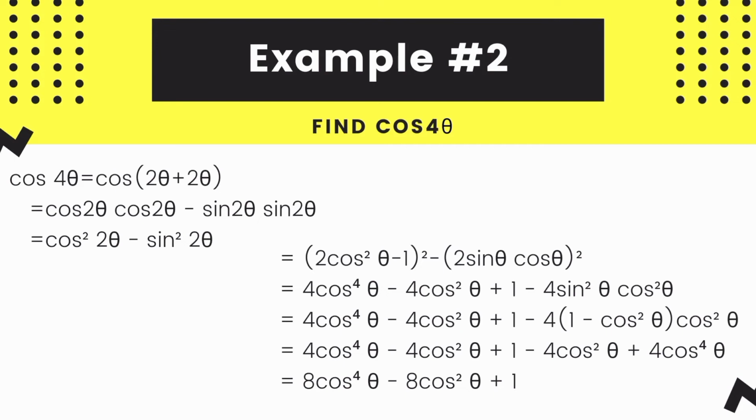It's equal to 4 cosine to the power of 4 theta minus 4 cosine squared theta plus 1 minus 4 sine squared theta cosine squared theta. That's equal to 4 cosine to the power of 4 theta minus 4 cosine squared theta plus 1 minus 4 times 1 minus cosine squared theta times cosine squared theta. That's equal to 4 cosine to the power of 4 theta minus 4 cosine squared theta plus 1 minus 4 cosine squared theta plus 4 cosine to the power of 4 theta. And that's equal to 8 cosine to the power of 4 theta minus 8 cosine squared theta plus 1.